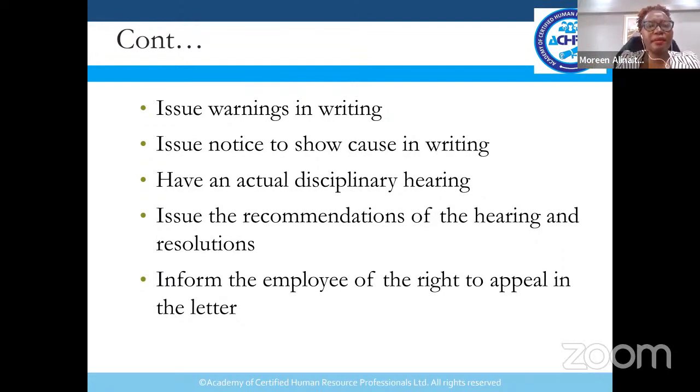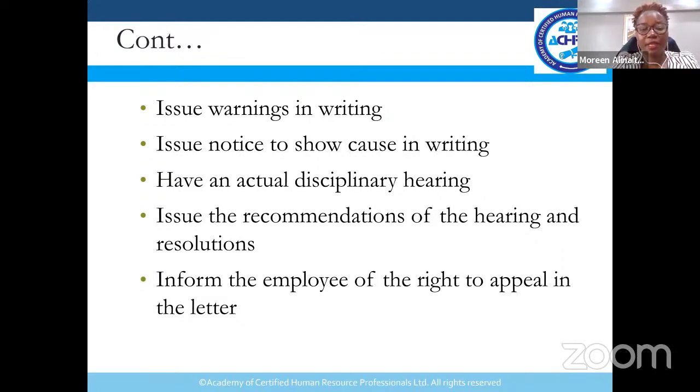Maybe most times, by the time somebody is sent to a disciplinary hearing, the company has already made the resolution to fire them or to terminate them. Most times it's like that. But it can be very harmful for the organization to do that.